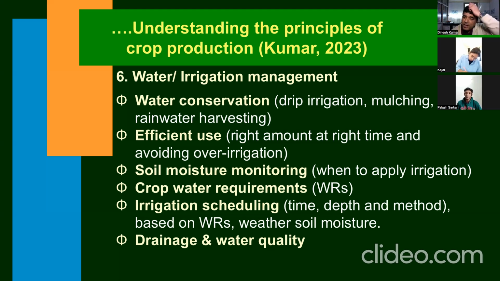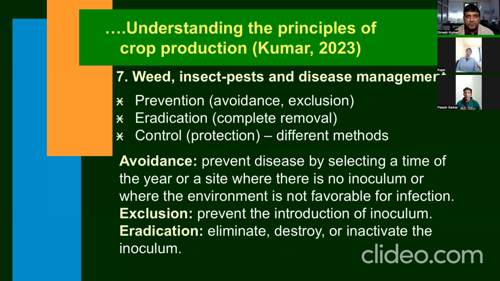Soil moisture monitoring can be done to decide when exactly to apply the water. Crop water requirements can be determined. Irrigation scheduling means, generally, there are certain principles based upon which we decide the time, depth, and method of irrigation, and then drainage and water quality. So all these water management issues will be tackled in that course. I'm not going into the details, since the whole course is on principles of water management.